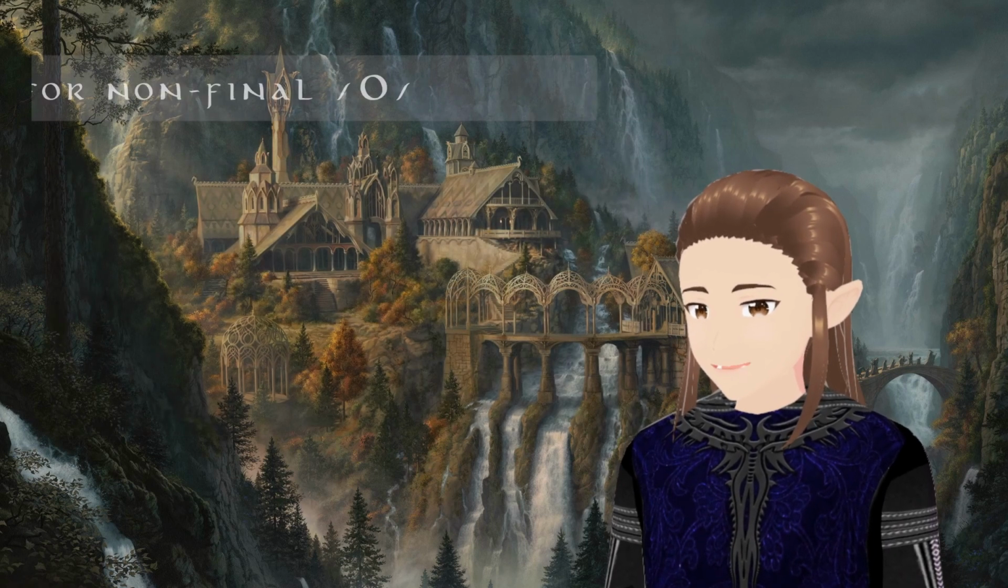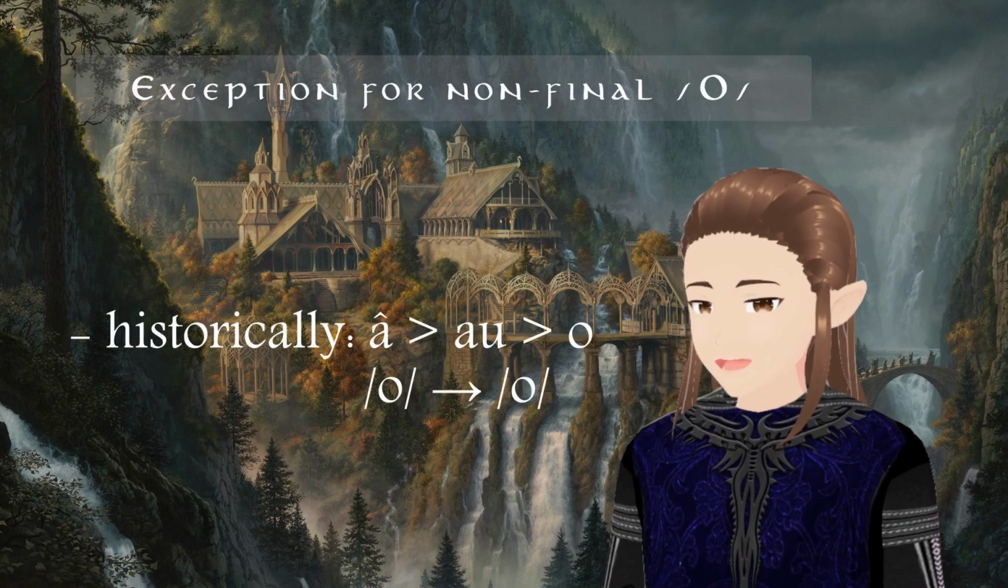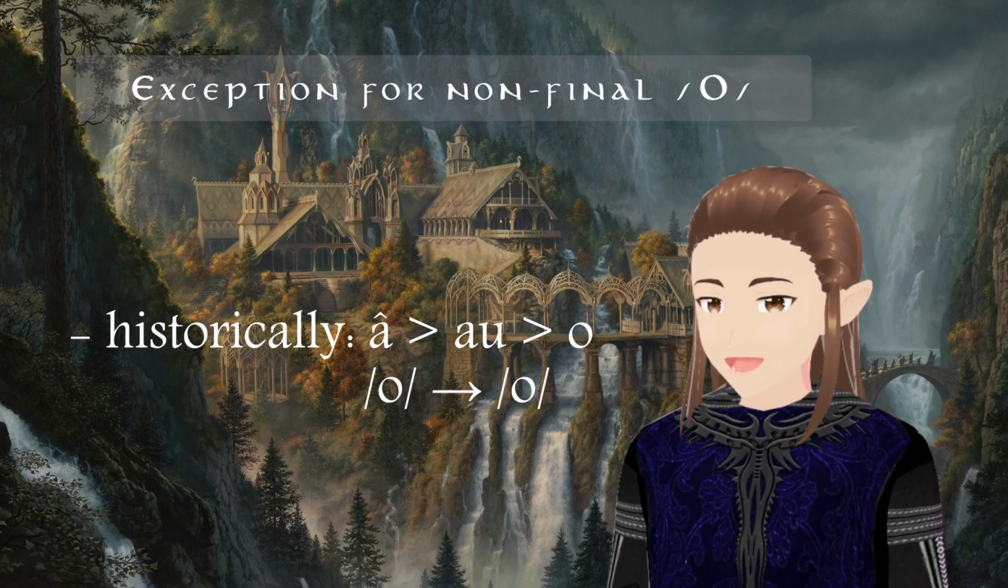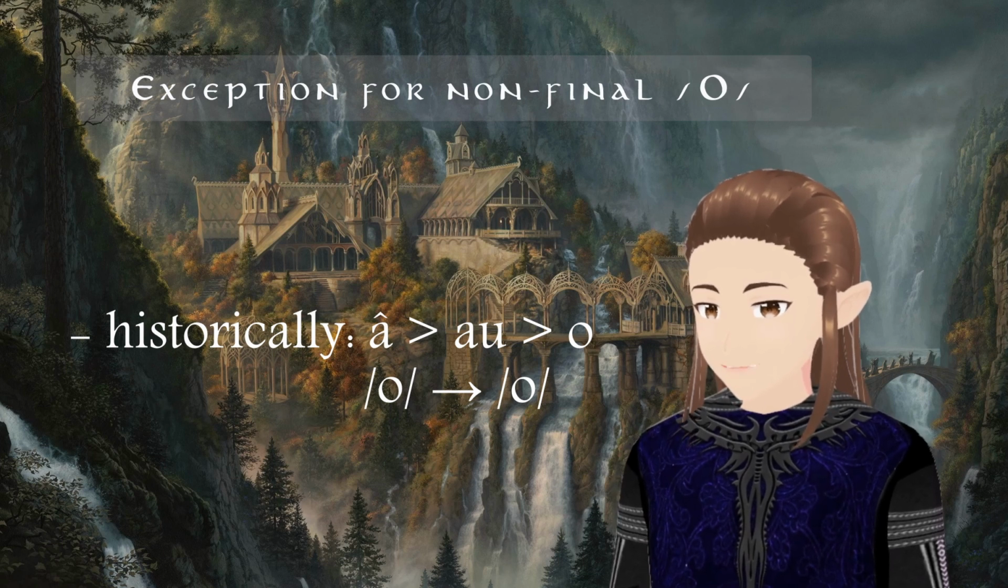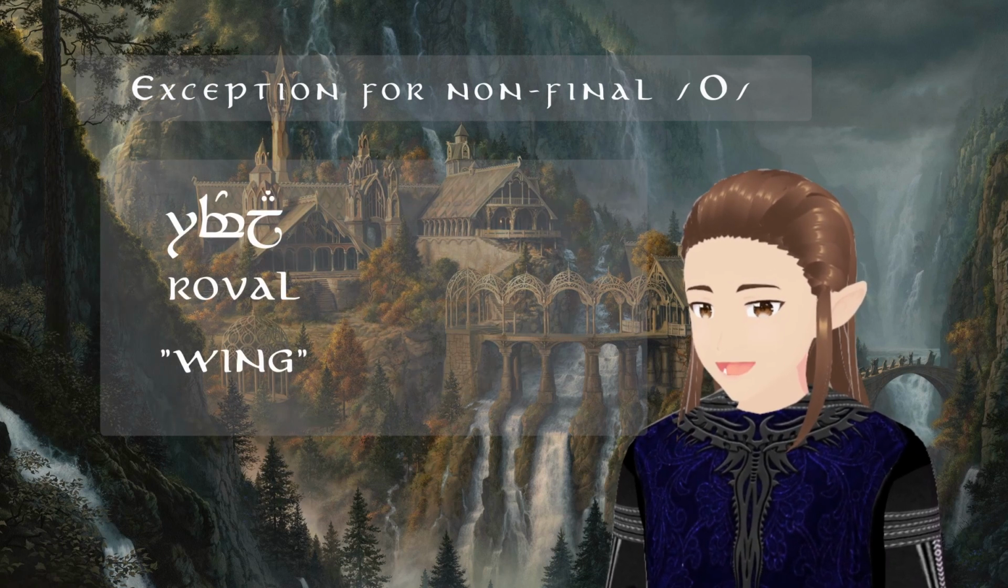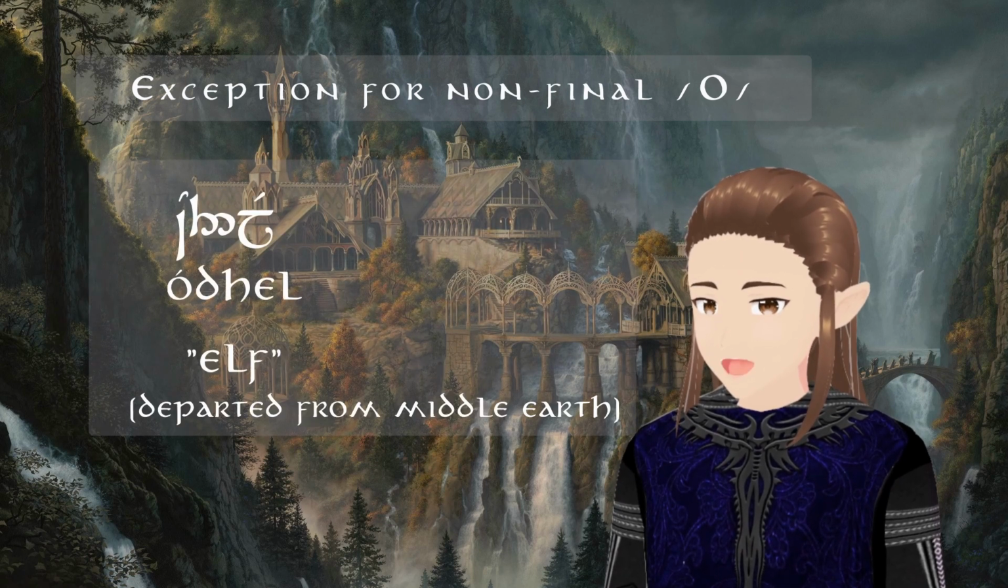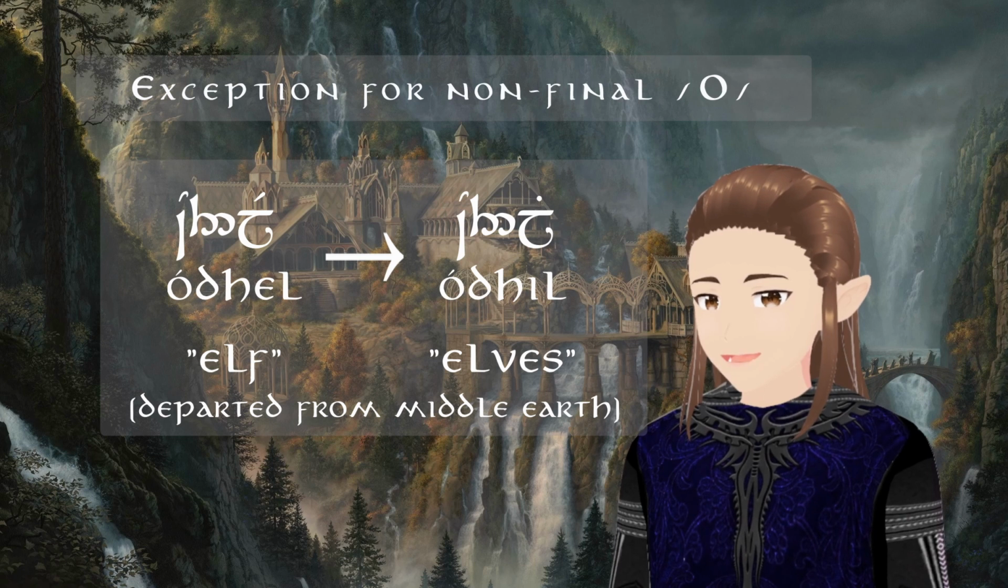In some cases, where the vowel o in a non-final syllable was historically a long a, the vowel o remains unchanged. For example, roval becomes rovail, odel becomes odil.